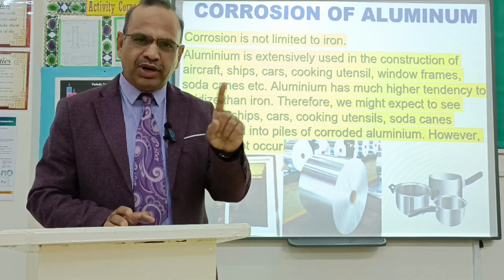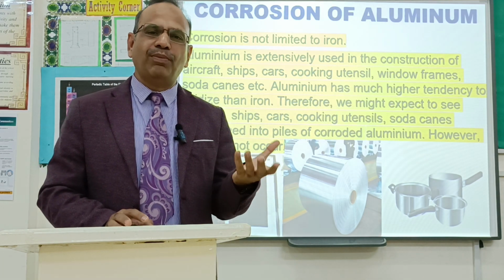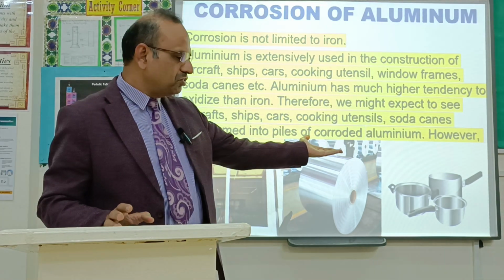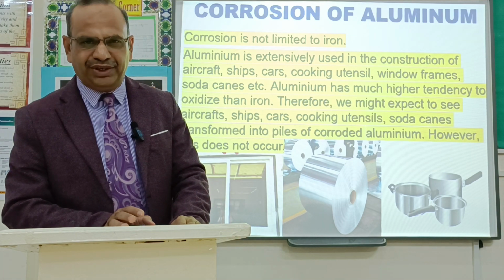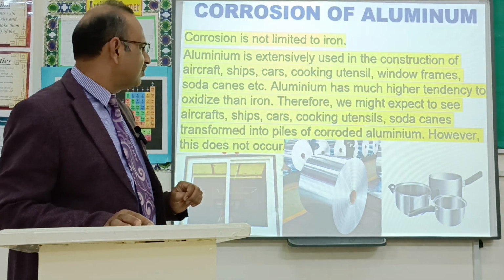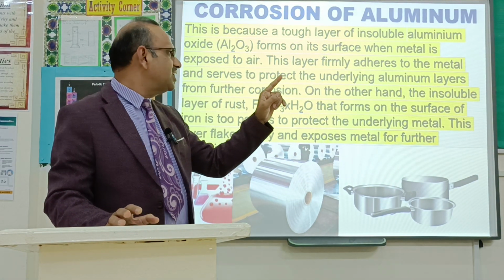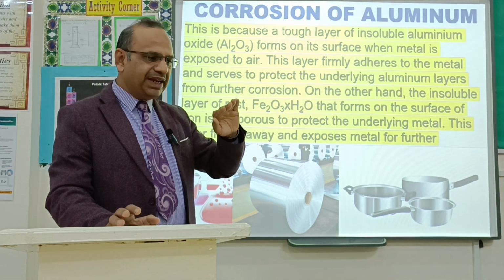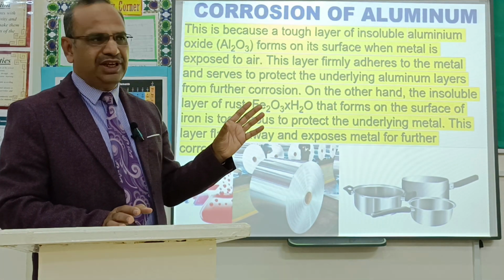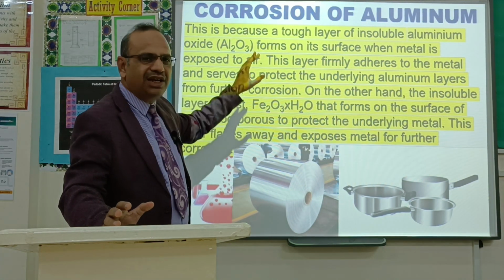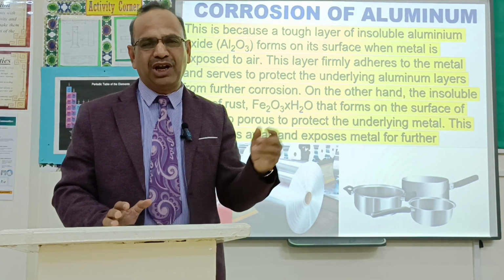Aluminum is more reactive than iron, but the materials formed from aluminum, like utensils and even window frames, are not corroded. Why? The reason is this. When aluminum reacts with the oxygen, it changes into aluminum oxide, and a layer is formed on the metal that is non-porous. The oxide layer is non-porous. It does not allow more oxygen to go inside, so it is not corroded.